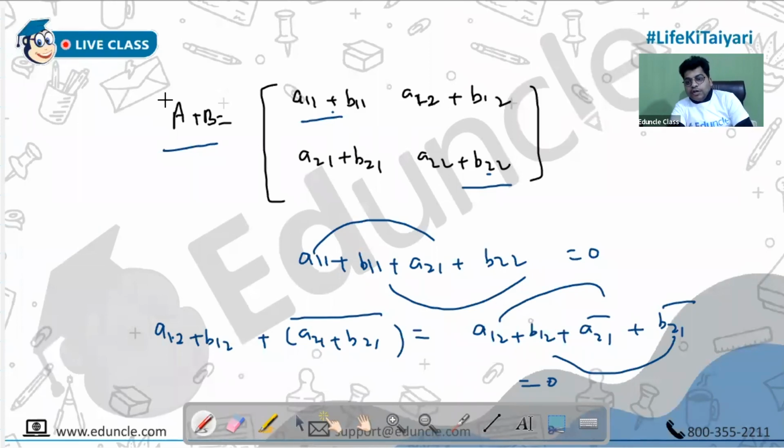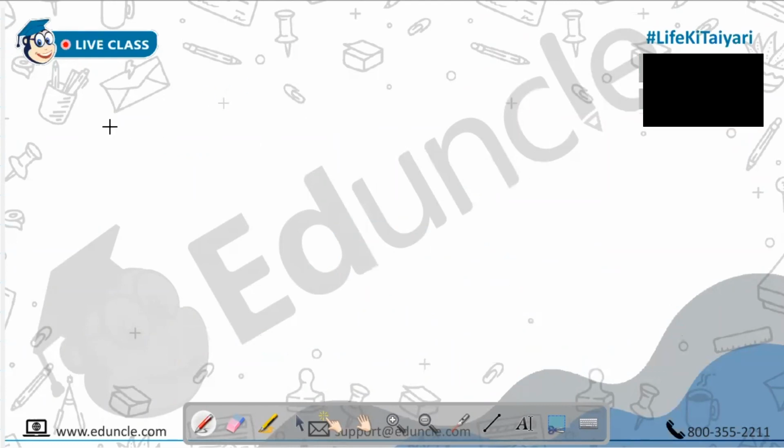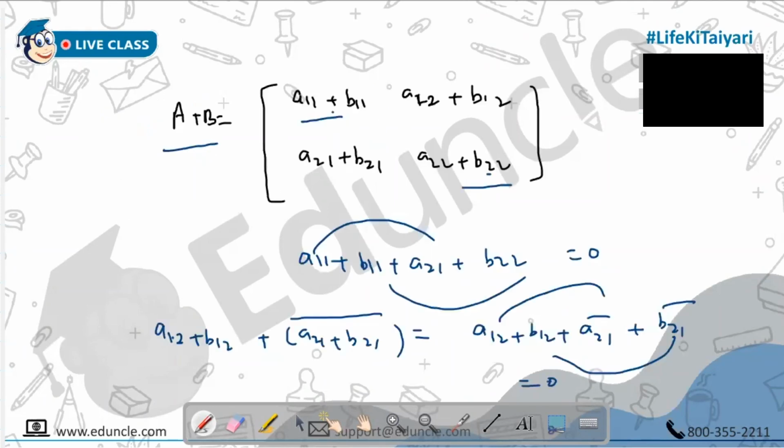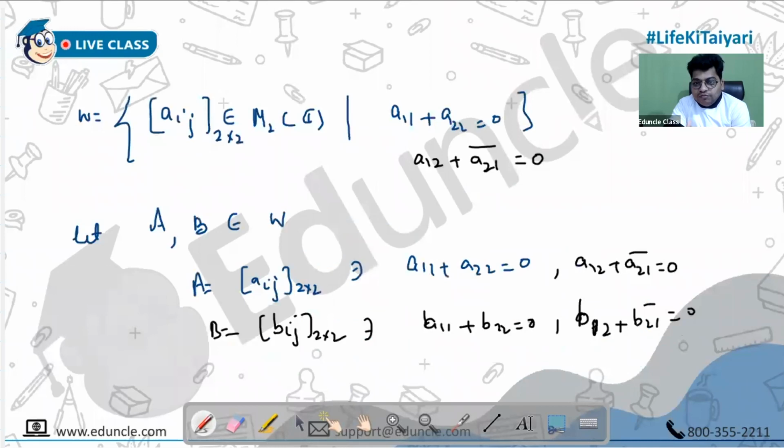Scalar, yes or no? Second property, A alpha. Yes, sir. That's what I think. But in the answer, it's saying that W is not a vector space over C. It's only a vector space over R. So send me the exact question. What is the exact question?